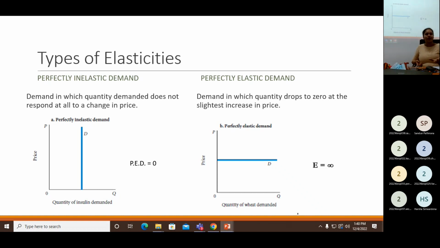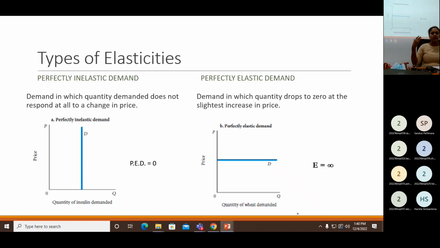You can't survive without it if you're at a particular stage of diabetes, right? You have to take that medicine. So even though there's a price increase or decrease, you won't change the requirement. You will need the daily requirement. So for such medicine, like essential medicine, not things like Panadol or anything, but essential life-related medicine, you will face inelastic demand, right?